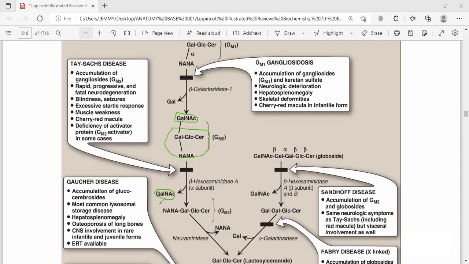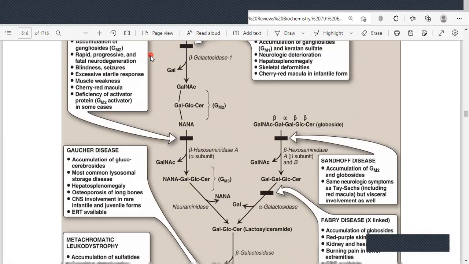Now we are writing it in a linear form. GM3. Remember, I said the GM is your ganglioside, and for a glycosphingolipid to be a ganglioside, it must have the NANA, the N-acetylneuraminic acid. So this is GM3. Now for GM3, we must remove this NANA. How will we remove it? So this is what we do.